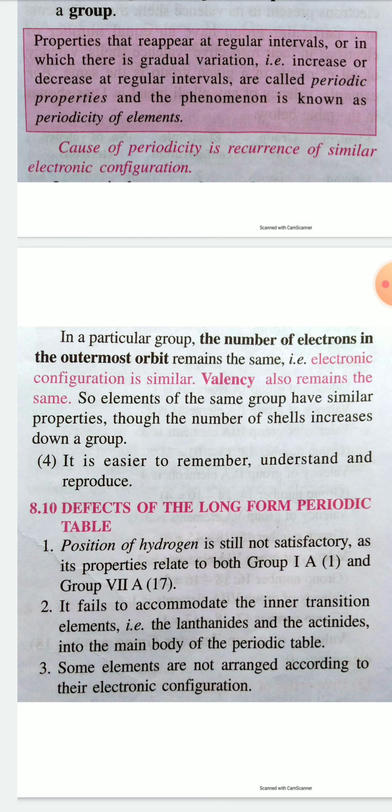Second demerit or defect of the modern periodic table is that it fails to accommodate the inner transition elements, that is lanthanides and actinides, into the main body of the periodic table. And the third point, some of the elements are not arranged according to their electronic configuration. Okay, these are the defects of the long form of periodic table.